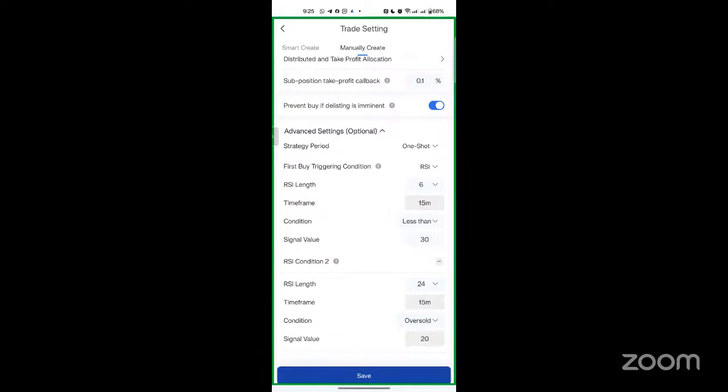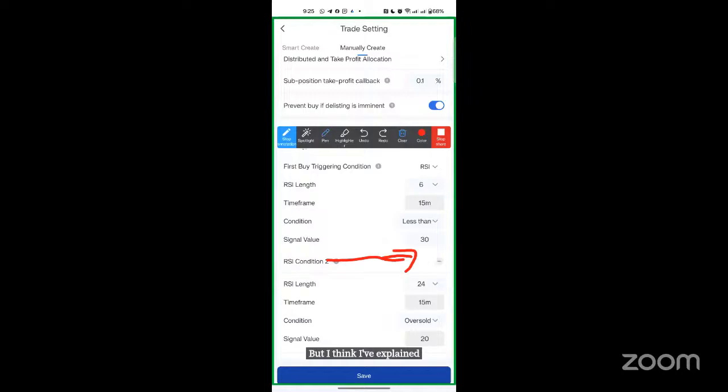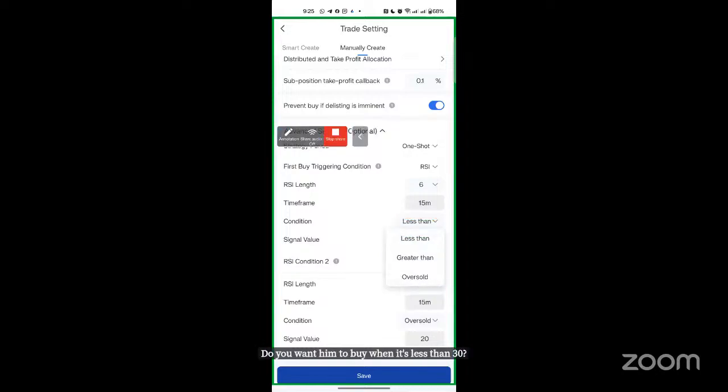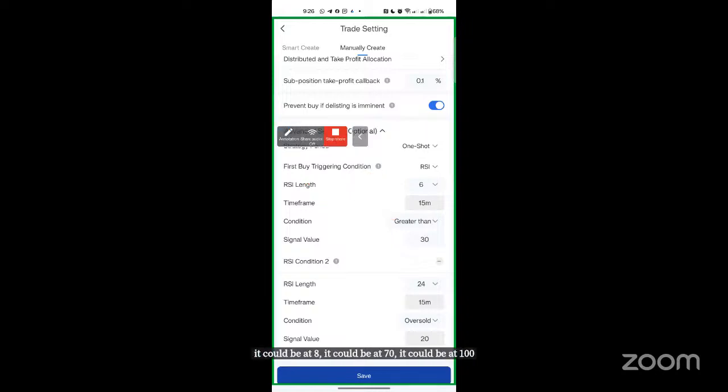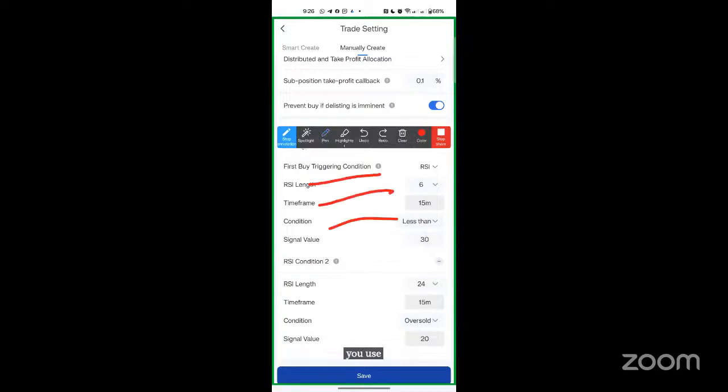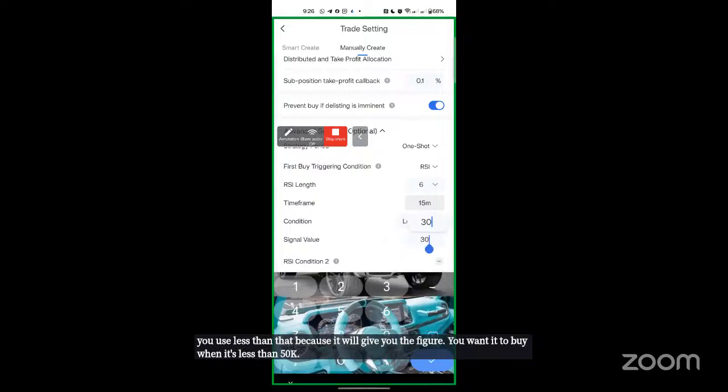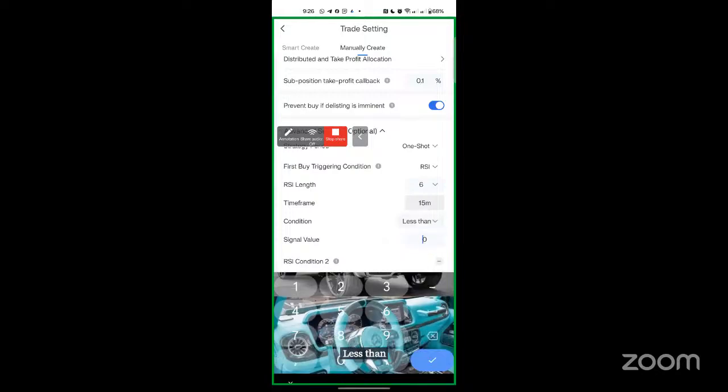But I think I've explained. Do you want it to buy when it's less than 30? Or do you want it to buy when it is greater than 30? When you say greater than 30, it means that it could be at 80, it could be at 70, it could be at 100. So I would recommend you use less than, because it will give you the figure. You want it to buy when it's less than 50. Less than 50 means it can buy at 20, it can buy at 50, it can buy at 10.